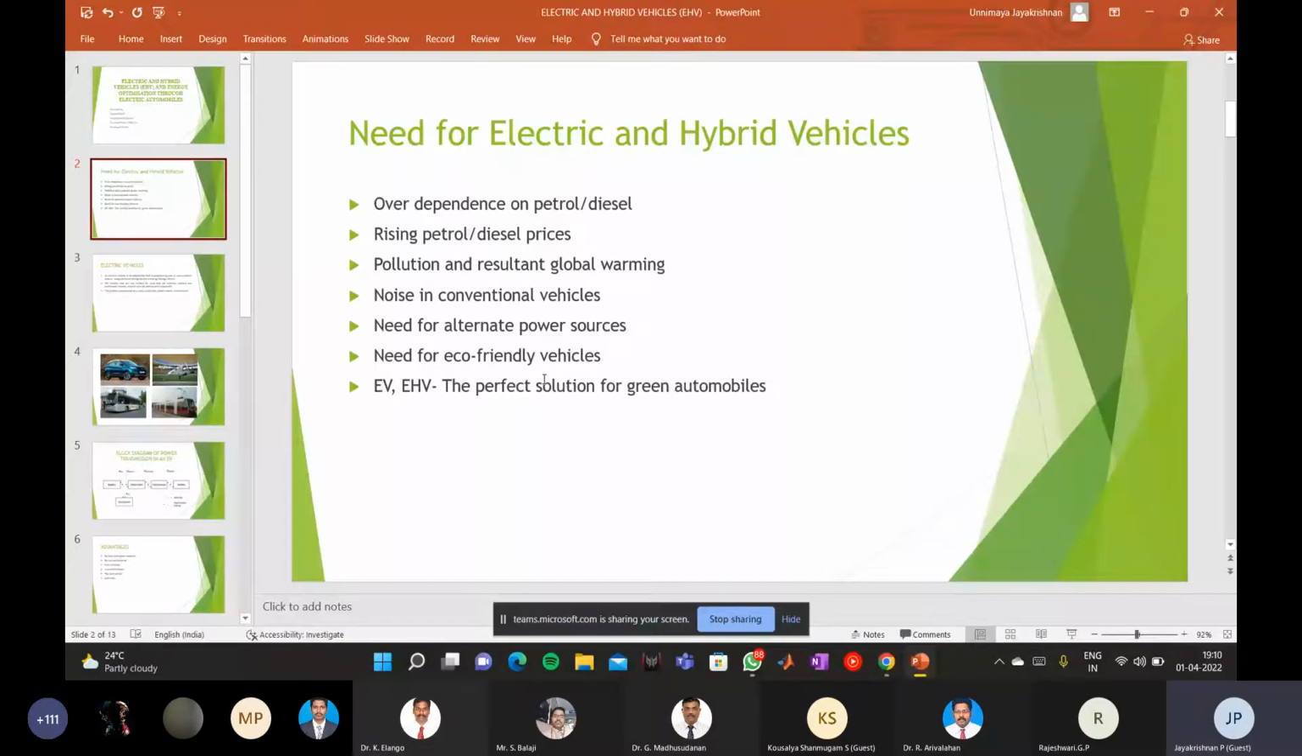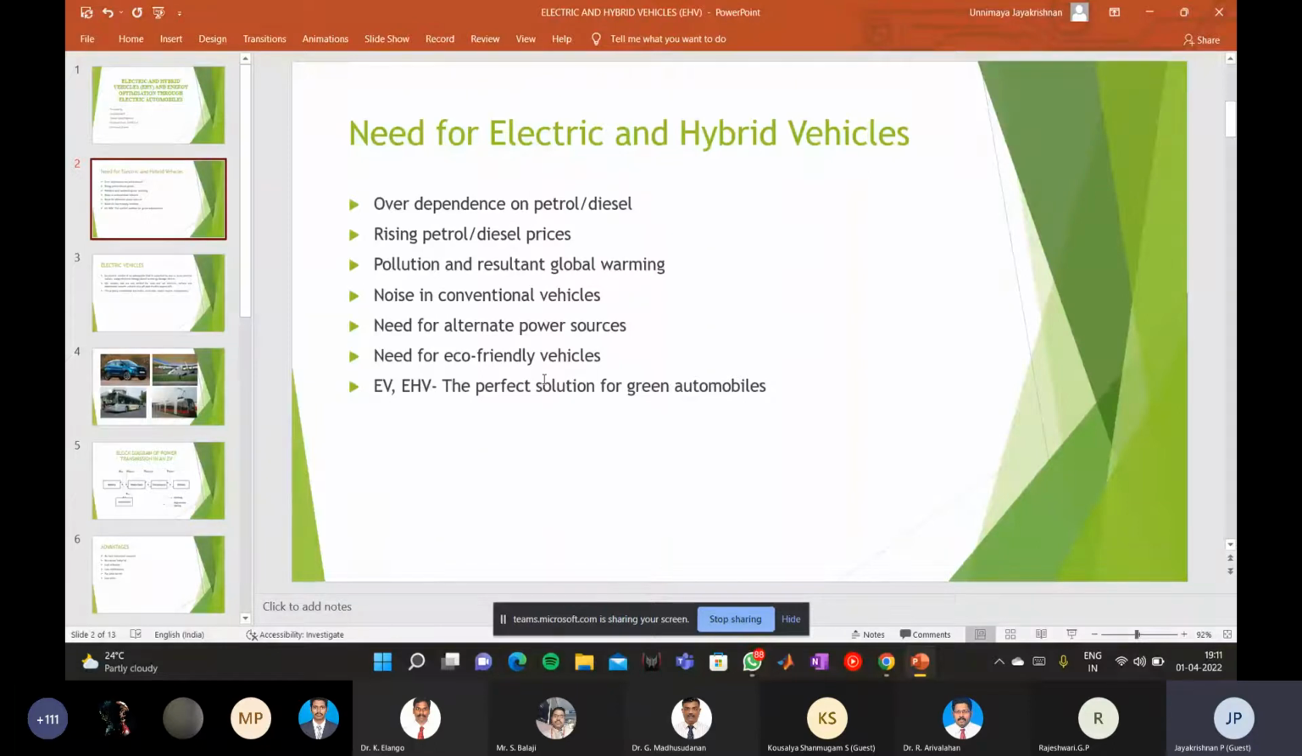And in this world itself, the European Union and others, and our India also, are doing so many things to curb global warming. Then the next is noise in conventional vehicles. We all know these IC engines: while running, a lot of noise comes from the engine parts. They are all moving parts, so a lot of noise comes, and that affects the interior of the vehicles we travel in also.